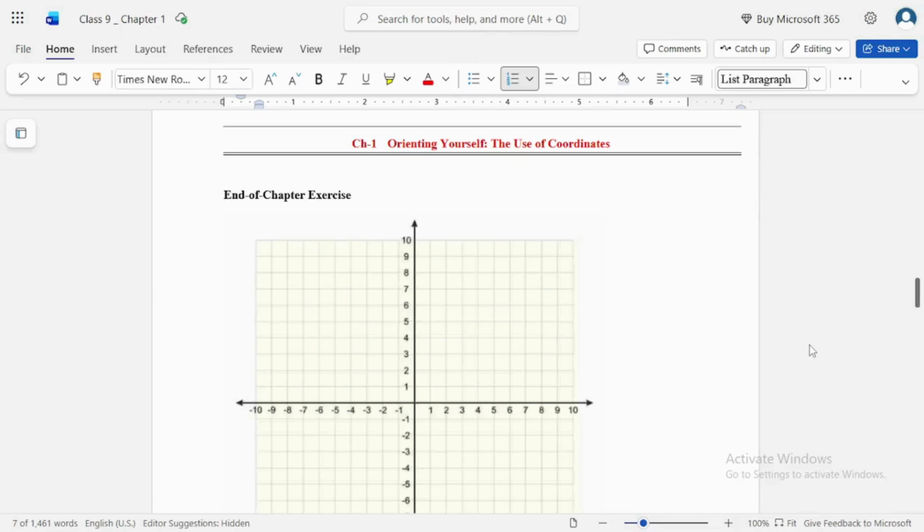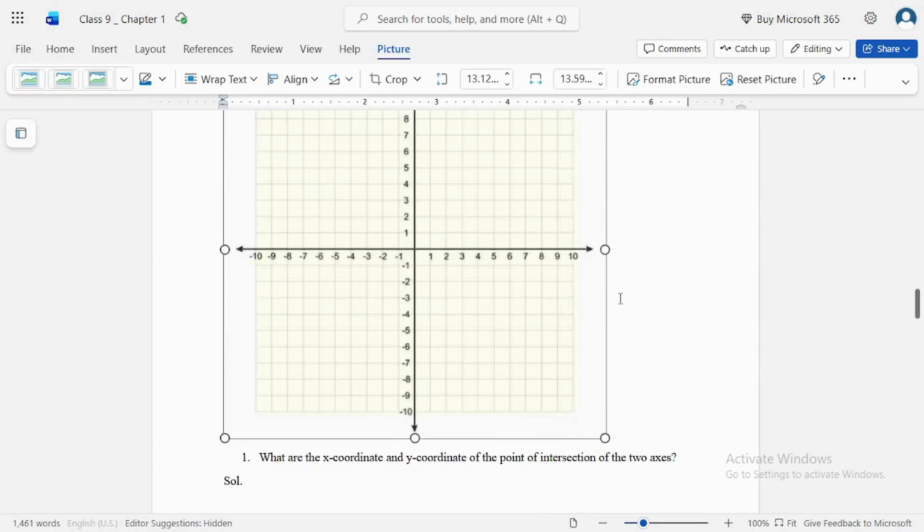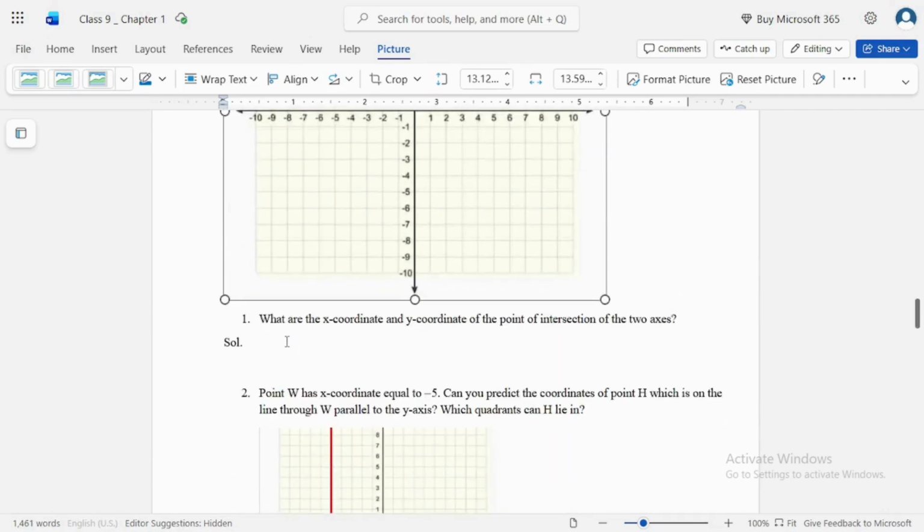In this video, we will be continuing with the end of chapter exercise for chapter 1 of class 9 mathematics. This is in continuation with our previous videos where we had discussed chapter 1's exercise 1.1 and 1.2. Let's continue with the end of chapter exercise. This is the graph sheet which we'll be using to plot points if required in any of the questions. Moving on to question number 1.